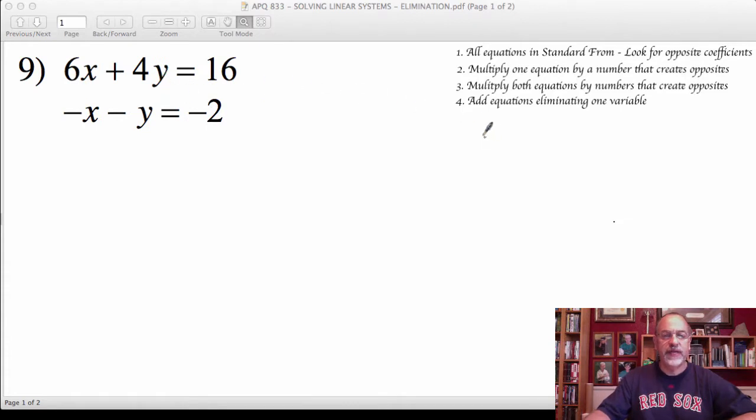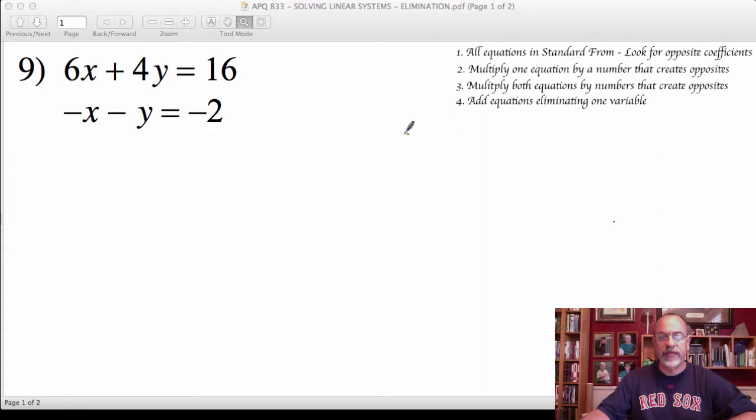For our last example here, we're going to continue through our steps and look for opposite coefficients, and if we don't have any, we'll create some. So we first make sure the equations are in standard form, which they are. We then look for opposite coefficients. 6 and -1 are not opposites. 4 and -1 are not opposites.